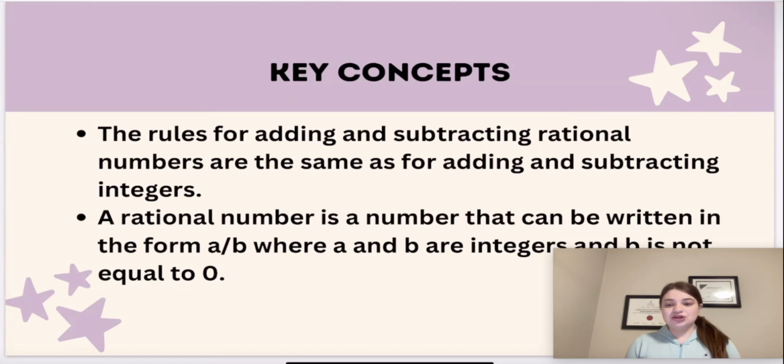Whereas rational numbers are any numbers that can be written as a fraction. So any number that can be written in the form a over b, where a and b are integers and b is not equal to 0, would be an example of a rational number. Now that said, a number does not have to be in fraction form to be a rational number. In order to be a rational number, it must have a fraction form that it could be transformed into.